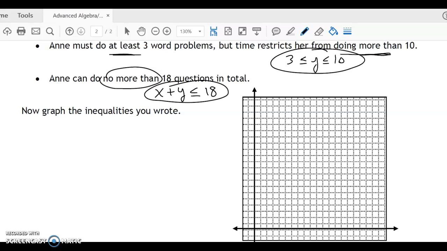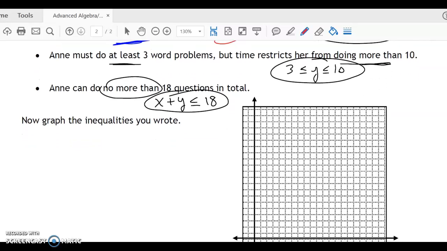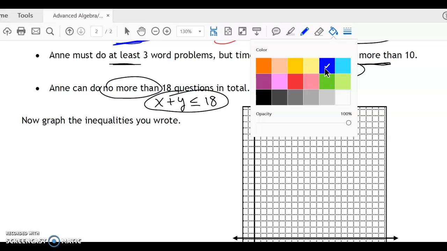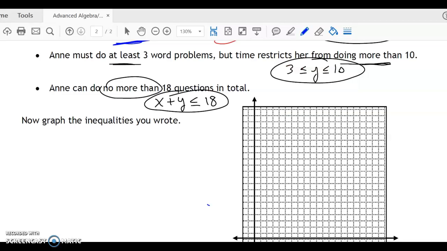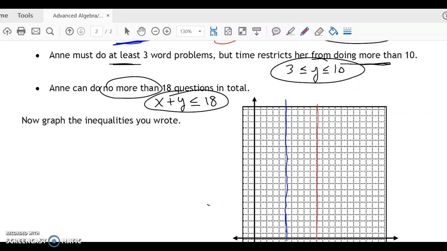Alright, so we're going to start off with the first one. The first one is 5 is less than or equal to x, which is less than or equal to 10, but it's actually helpful to think of it with what we did originally. If we think of it with these separate ideas, it'll be more helpful when graphing. So we're going to graph x is greater than or equal to 5. And we're going to graph x is less than or equal to 10. So right now we have to the right of the red, to the left of the blue.